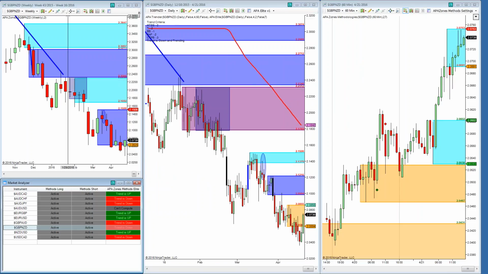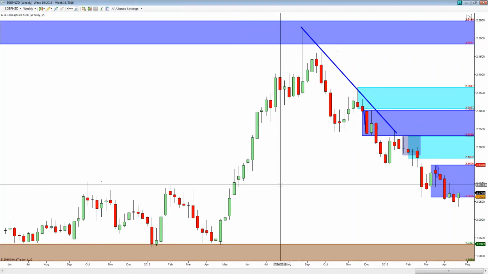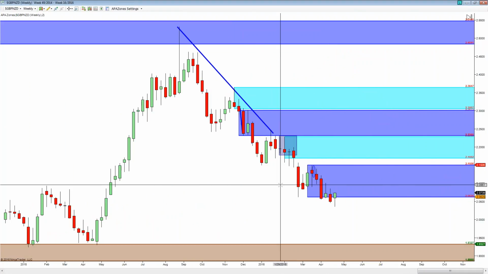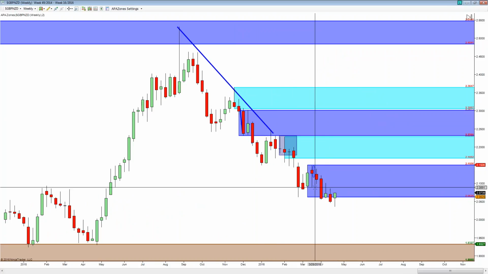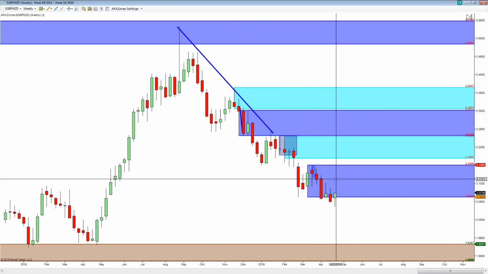So pound Kiwi. This has been one of my favorite markets. I like pretty much all the pound markets. They're just good.